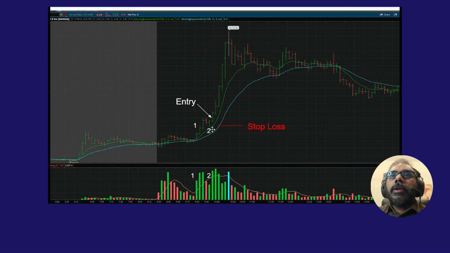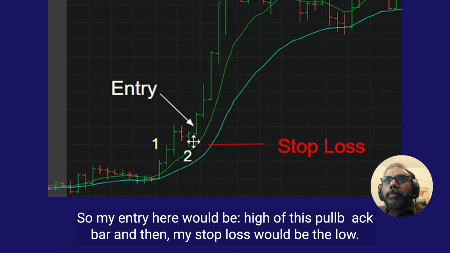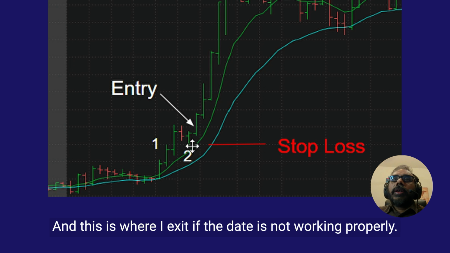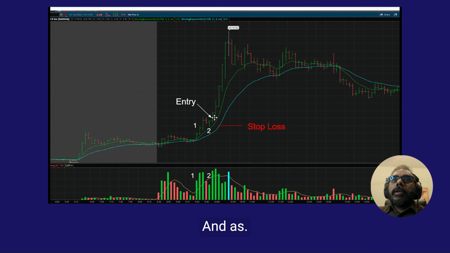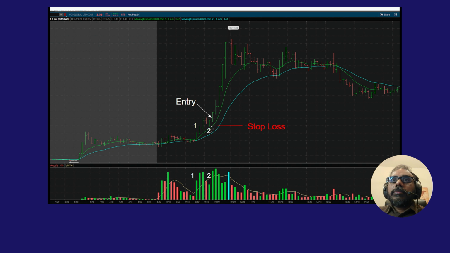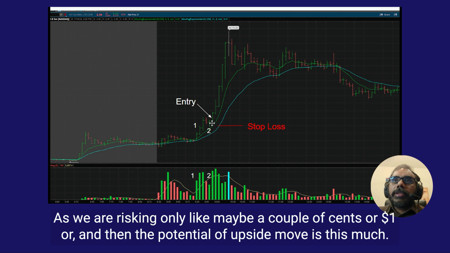which is this one. So my entry here would be the high of this pullback bar, and my stop loss would be the low. So this is where I enter, and this is where I exit if the trade is not working properly. And as I see, this provides a great risk reward entry, as we are risking only maybe a couple of cents or $1, and then the potential of upside move is this much.